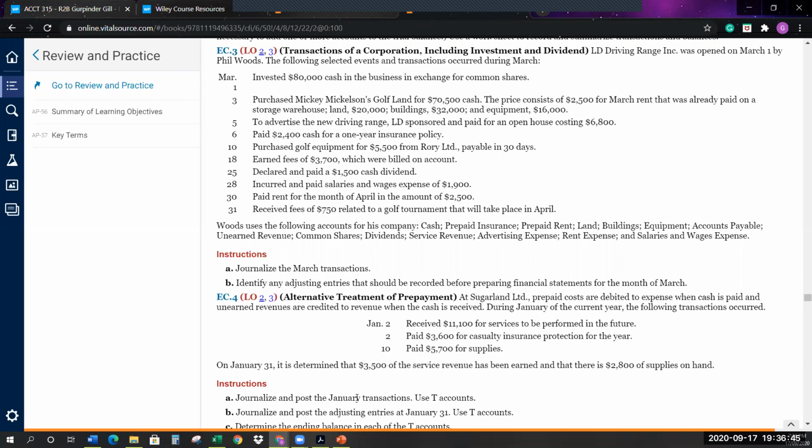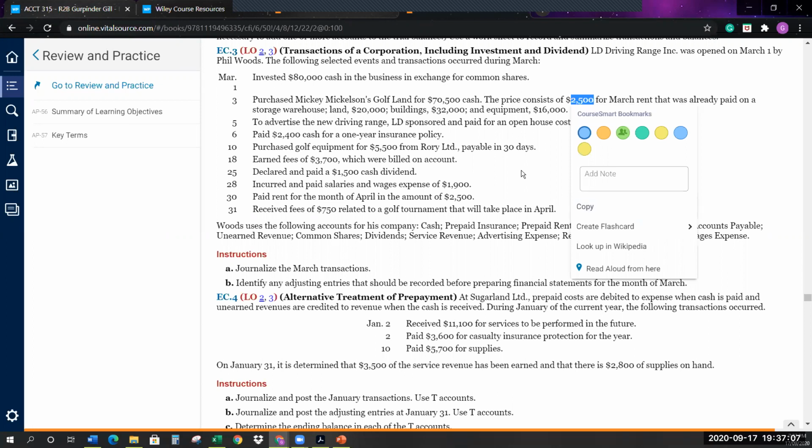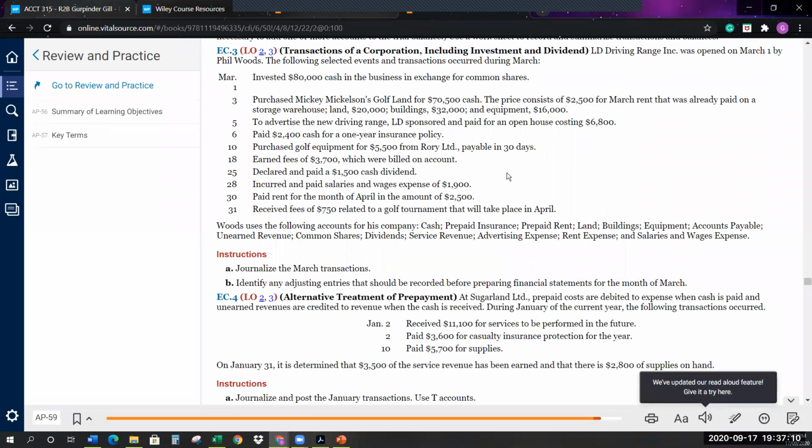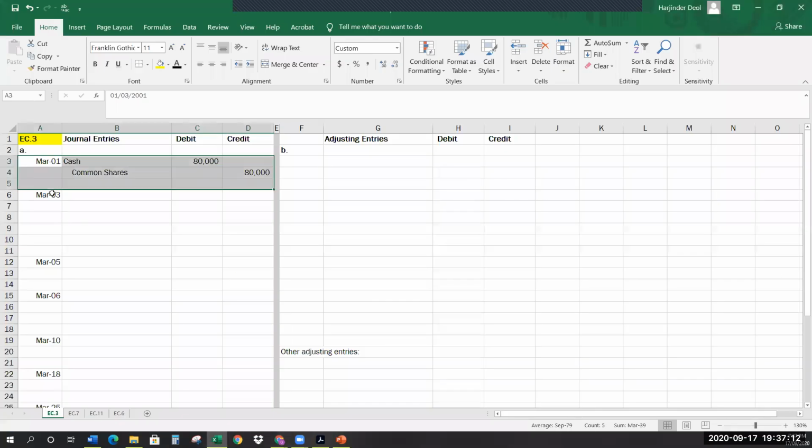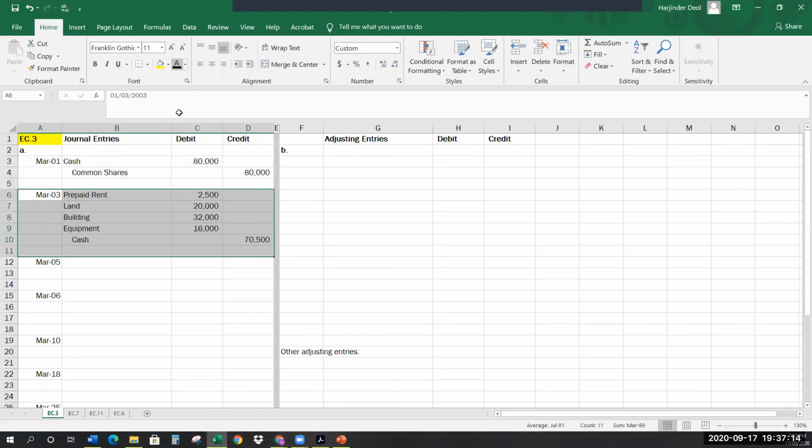So the actual outflow of cash, the credit to the cash account, is $70,500, but that cash is paid for various assets. So your capital assets are equipment for $16,000, building for $32,000, land for $20,000, and the other $2,500 is your rent that is already paid in advance. So that is your prepaid rent. So nothing fancy there.